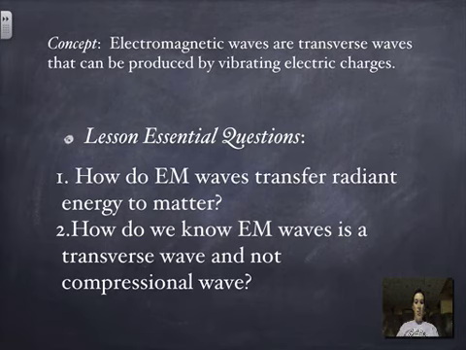Number 1, how do electromagnetic waves transfer radiant energy to matter? Number 2, how do we know electromagnetic waves are a transverse wave and not a compressional wave? Remember, transverse waves move up and down. Compressional waves are the back and forth motion like a slinky.